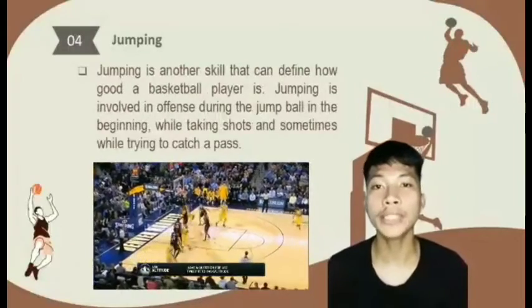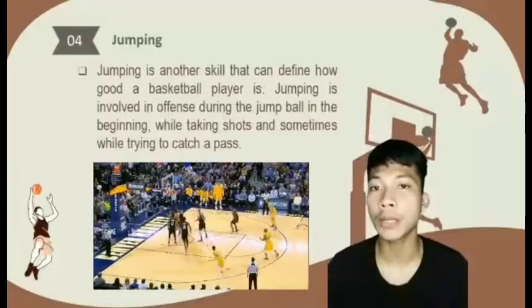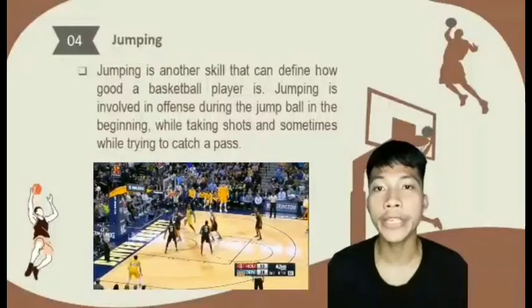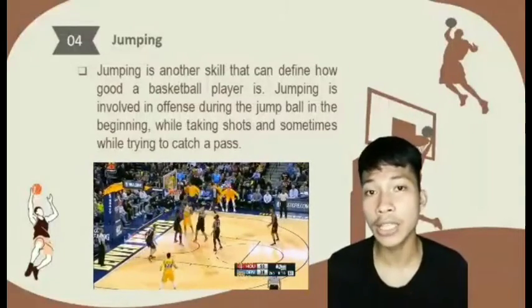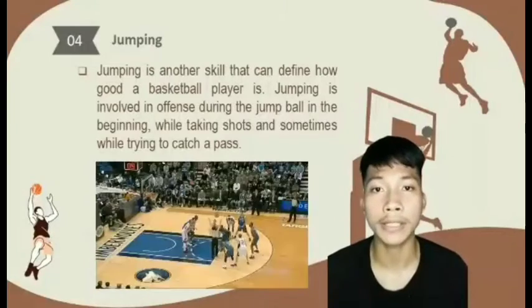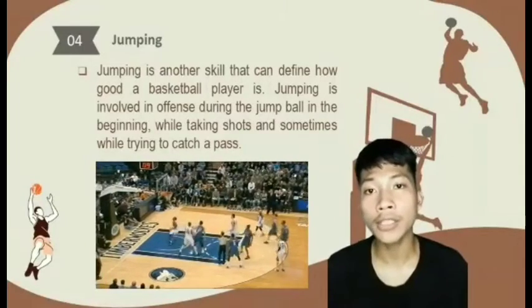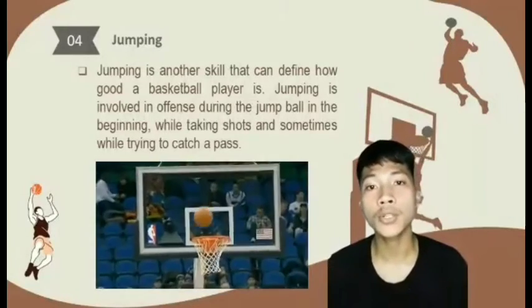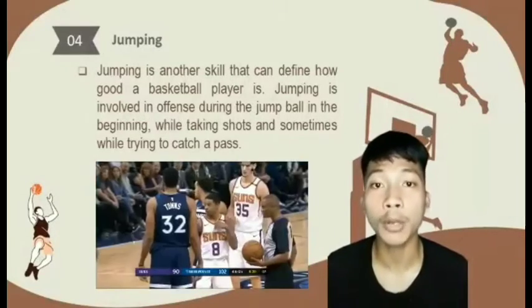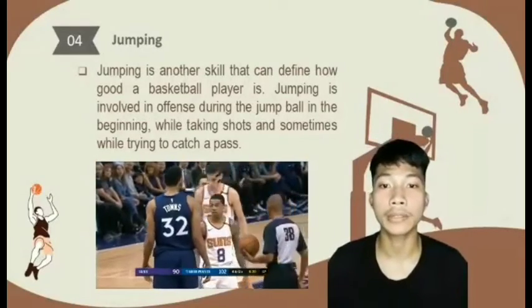Jumping. Jumping is another skill that defines how good a basketball player is. Jumping involves the offense during the jump ball in the beginning, while taking shots, and sometimes when trying to catch a pass. When trying to block a shot or pass on defense, you will need to be able to jump. It is also crucial to be able to outjump your opponent for a rebound.